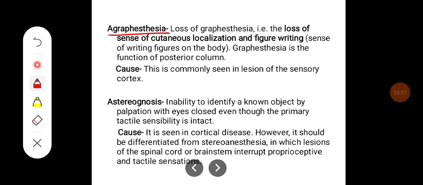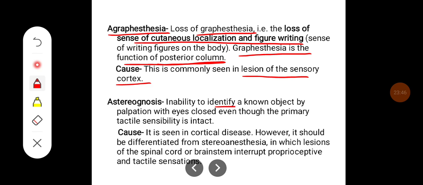Agraphesthesia is loss of graphesthesia, that is, the loss of the sense of cutaneous localization and figure writing, the sense of writing figures on the body. Graphesthesia is a function of the posterior column. It is commonly caused by a lesion in the sensory cortex.